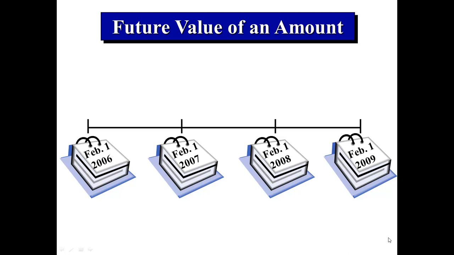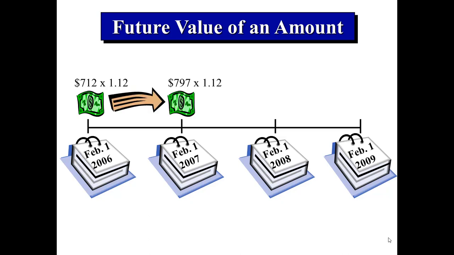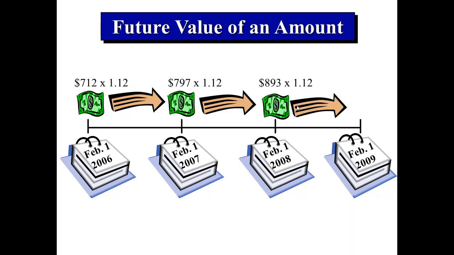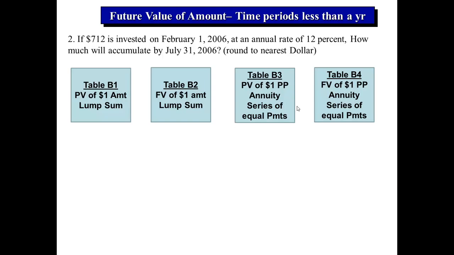Here's another way to look at the same thing. If you put up $712 right now and can earn 12% interest on it, in 1 year it becomes worth $797. Since we're getting compound interest, we take that $797 times another 12%, and in another period it'll be worth $893, and then finally in the third period it'll be worth $1,000.